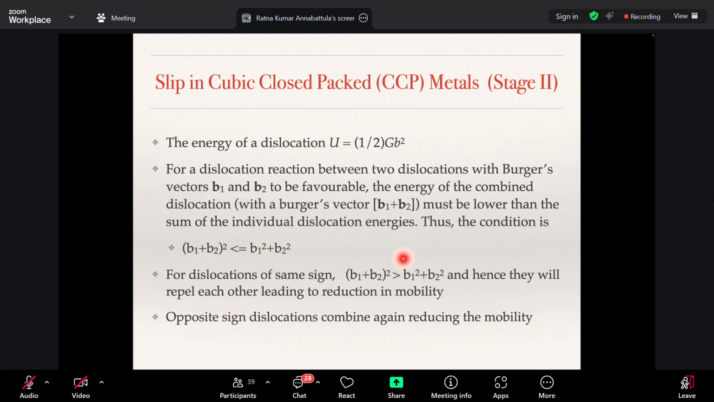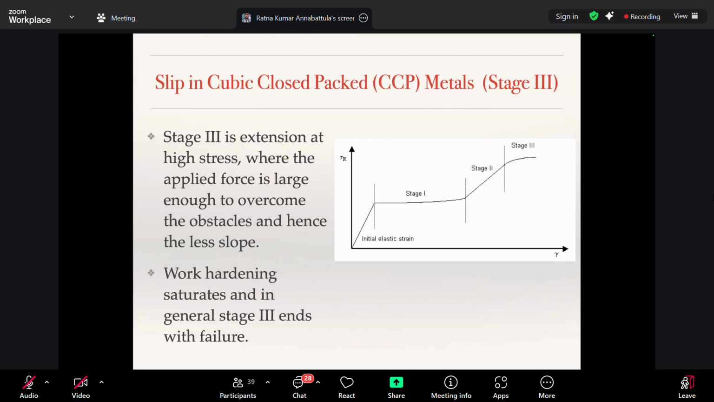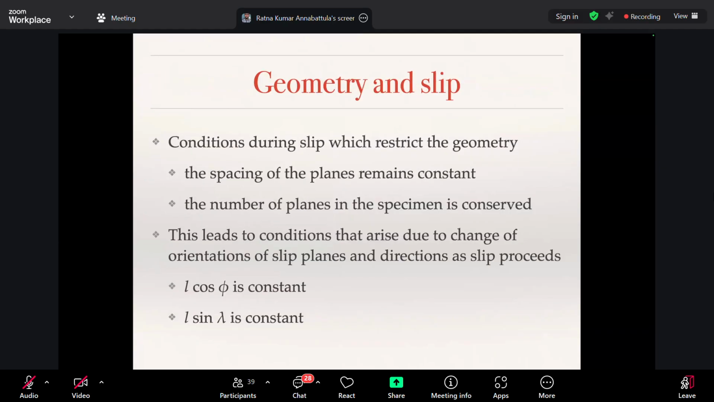If you have two dislocations approaching each other in such a way that if they combine, their energy is going to be greater than the individual energies, then they will never combine. That means the dislocations are not going to form a new dislocation. The situation is not favorable for them to combine, and hence they get locked. Such a lock is called a Lomer lock, and it blocks further slip. So these are the different mechanisms through which strain hardening or work hardening takes place in a single crystal material.